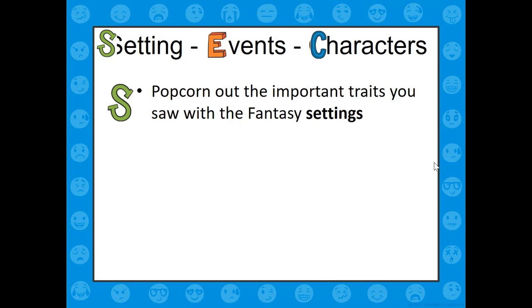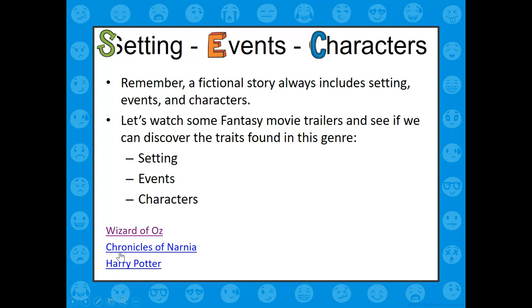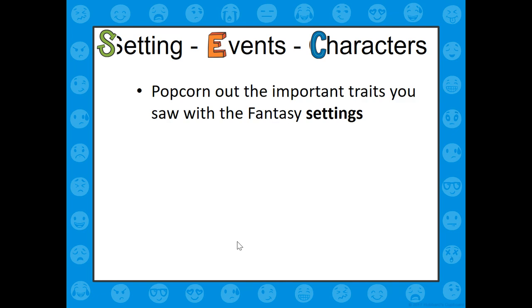All right, so those were the Wizard of Oz. Who's seen the Chronicles of Narnia? It's a series. It's a book series too. Yeah. Okay. And what about Harry Potter? Yeah, those are all fantasy. So, we aren't able to watch the trailers, but there are settings, events, and characters in each one of those stories that are examples of fantasy.